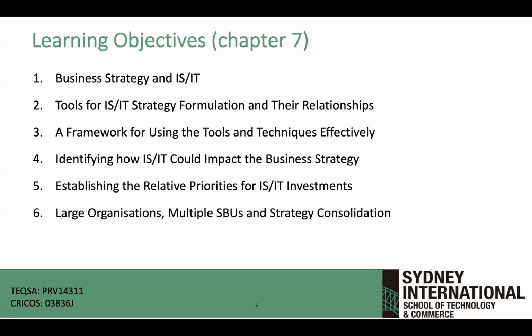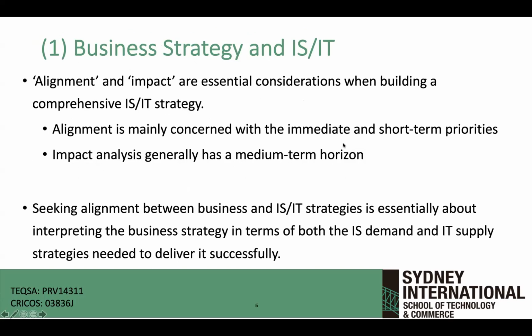We talk about, in large organizations, multiple strategic business units, and the consolidation of strategy that needs to occur. How do we get our functional strategy, our strategic business unit strategy, and our large organization corporate strategy incorporated and consolidated in an appropriate manner?